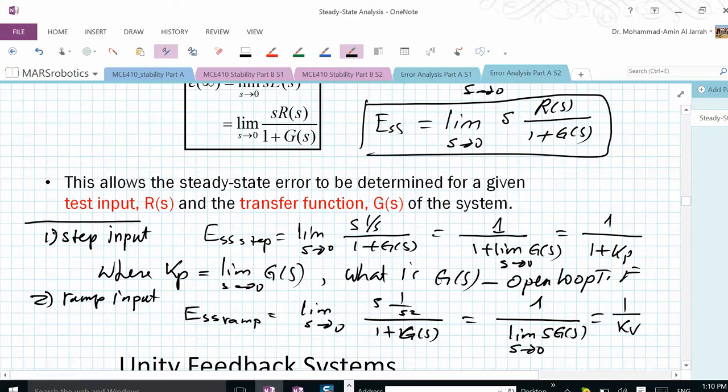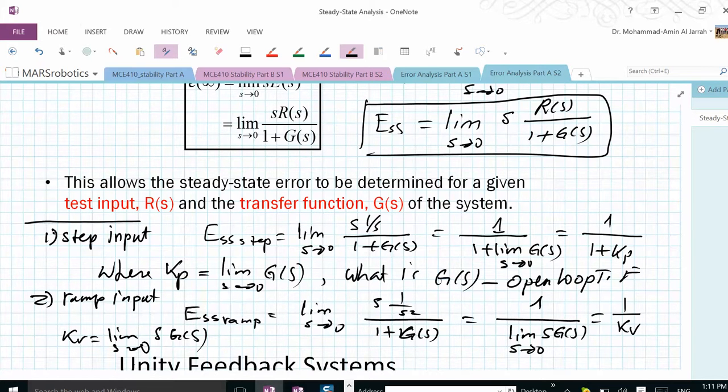What is Kv in this case? Kv equals the limit as s goes to 0 of s G of s, and this is called the velocity error constant. Why? Because we obtained this from a velocity input. The ramp input is a velocity input. So it is called the velocity error constant.